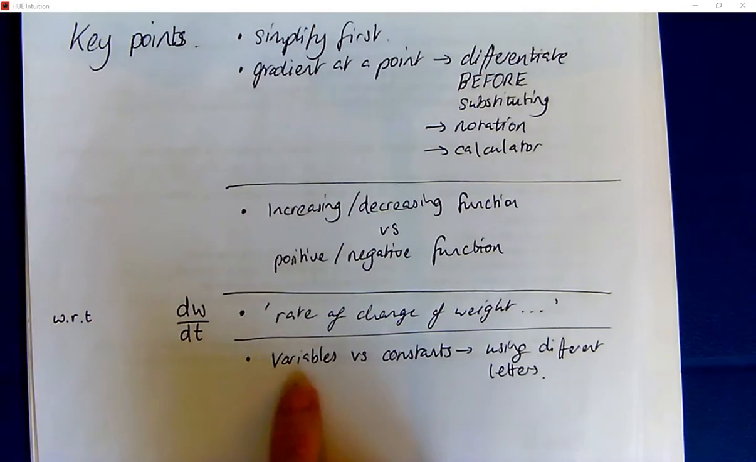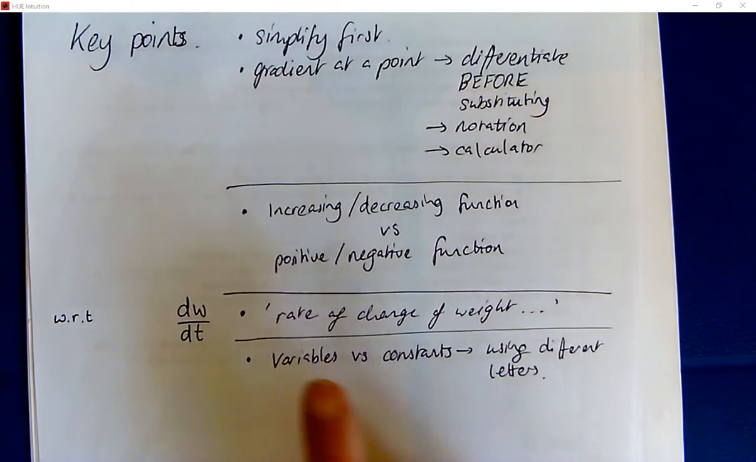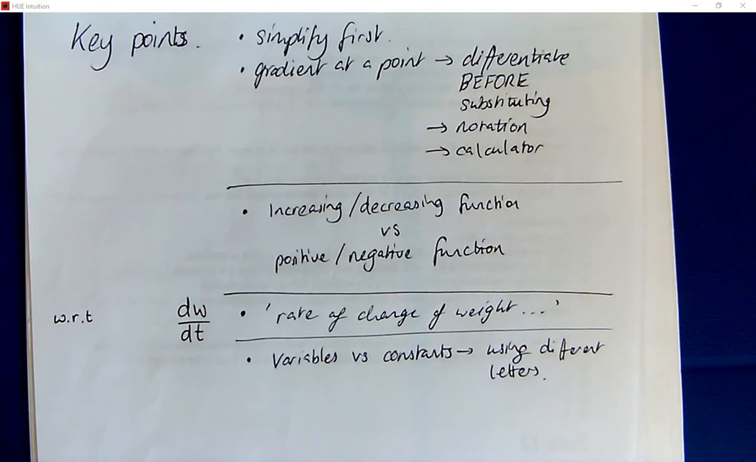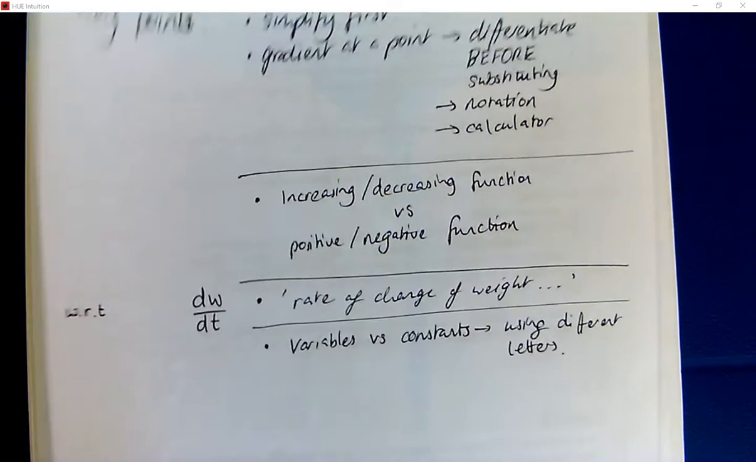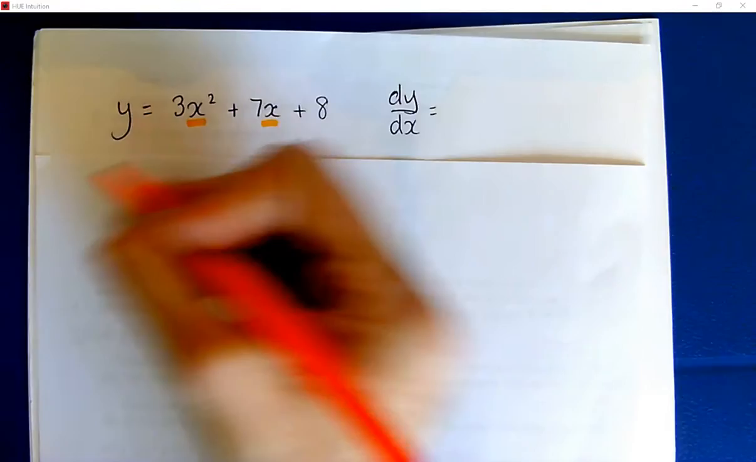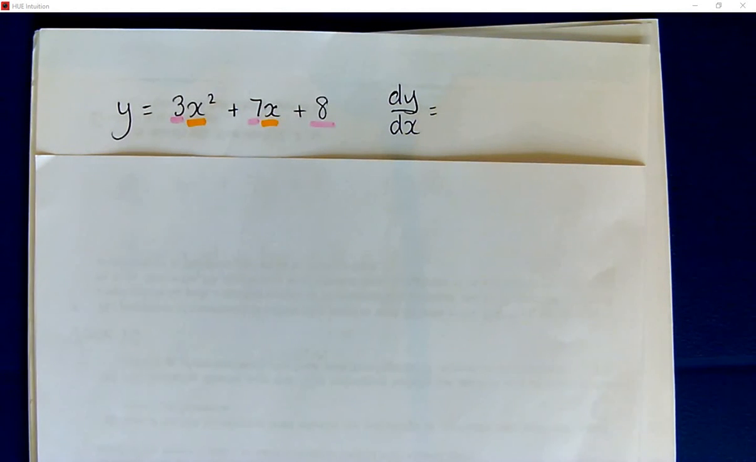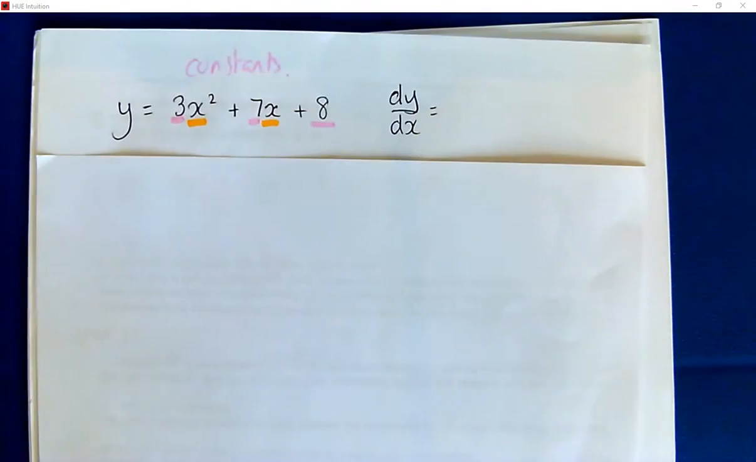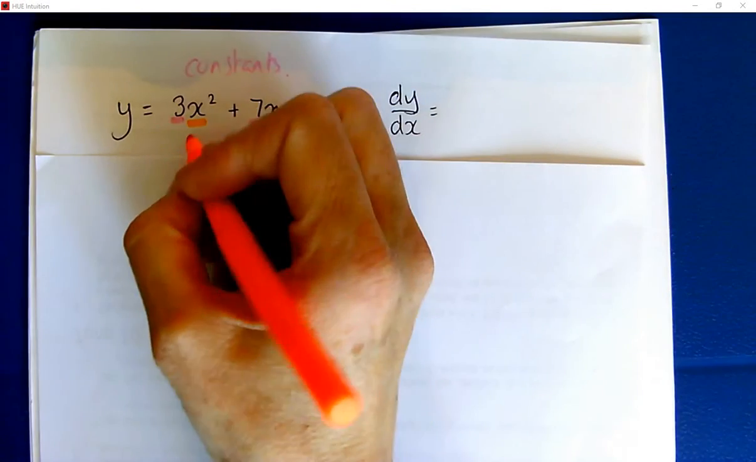Okay, and then the final point is looking at using different letters and variables versus constants. So y and x are variables, and then we usually have numbers with them. So let's just have a little look at this example. Starting off with just a nice friendly y and x, we say that x is our variable here. Okay, y is a different variable that depends on x, and then these values 3 and 7 and 8 never change. So 3 is always 3, 7 is always 7, 8 is always 8. So it's not varying, there's no rate of change for it. So they're called constants. Okay, so I've underlined in pink the constants, and I've underlined in orange the variables.